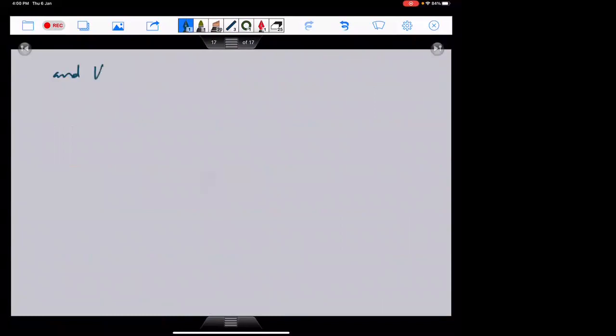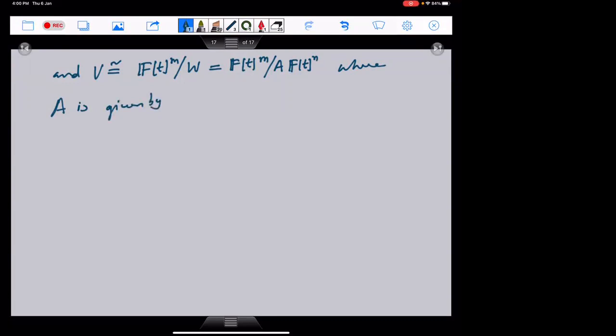And this V becomes isomorphic to F[T]^m modulo W, which is the same thing as F[T]^m modulo A F[T]^n. What is A? Where A is given by wj equal to the summation of A_ij e_i. These coefficients now belong to F[T], because my ring is F[T] now.